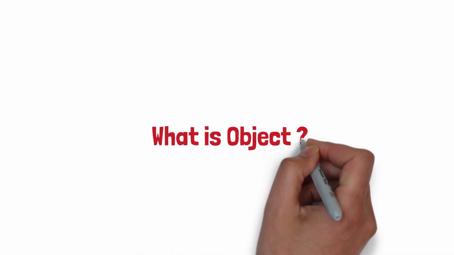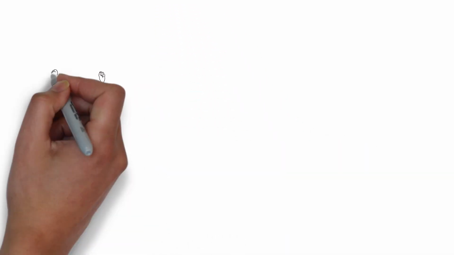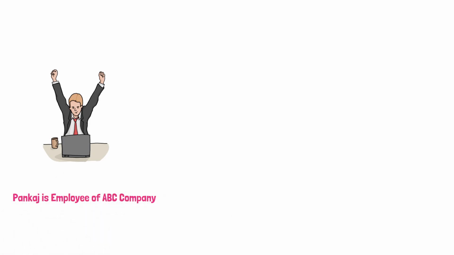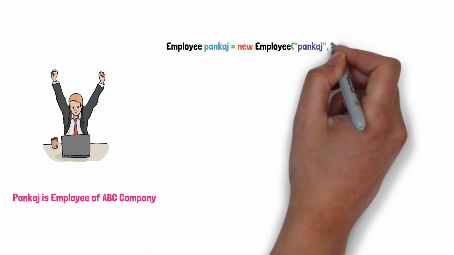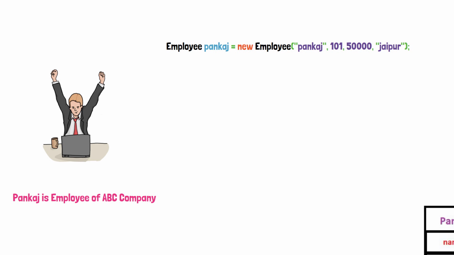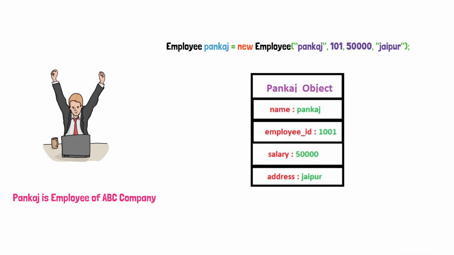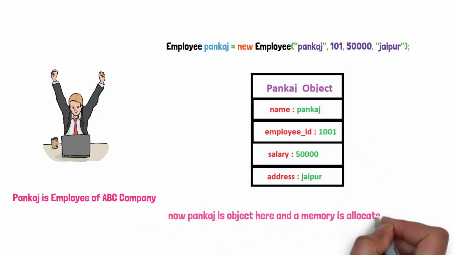Now, what is an object? When we make some record using a class, we call that an object. So here, let's say Pankaj is an employee of ABC company having the following details. So that is the real world object, and the same thing we are correlating in Java programming also.